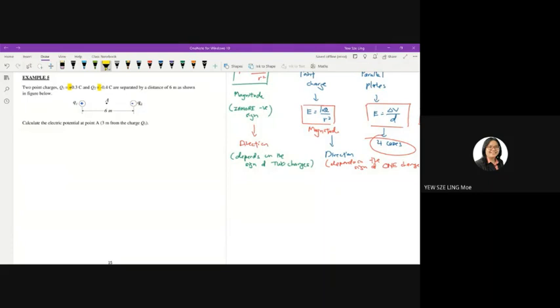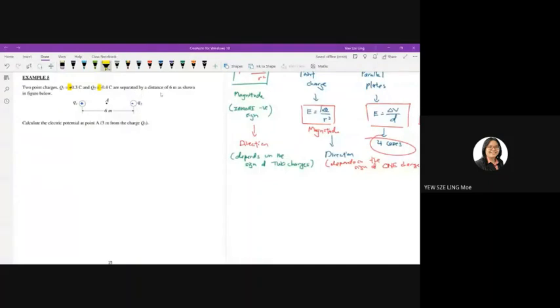Potential is a scalar quantity, so you need to take into consideration the negative sign in the charge. Remember, only for electric force and electric field can you ignore the sign of the negative charge. When it comes to potentials and potential energy, you need to take into consideration the sign of the charge. So now you have positive 0.3 coulombs and negative 0.4 coulombs.